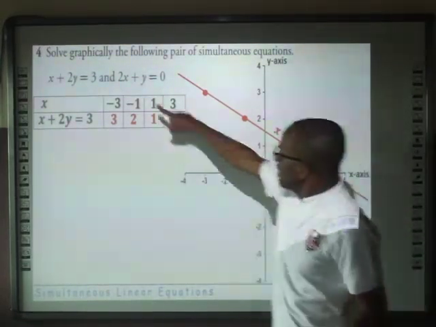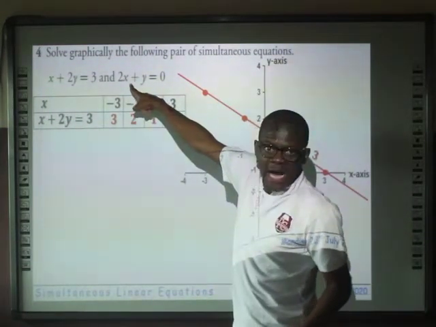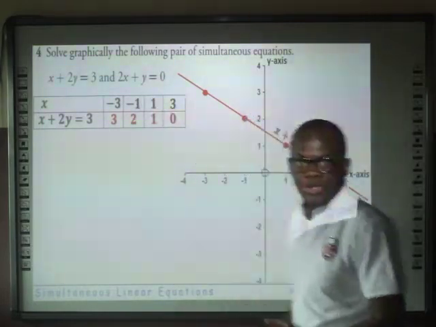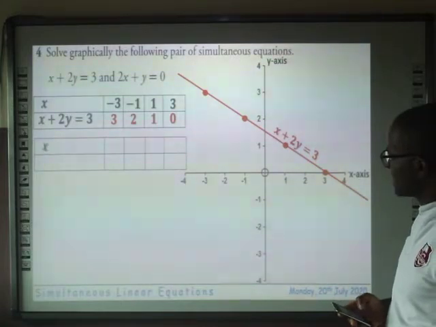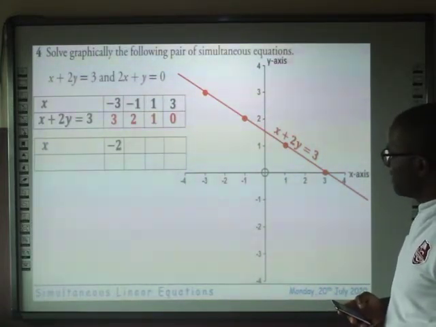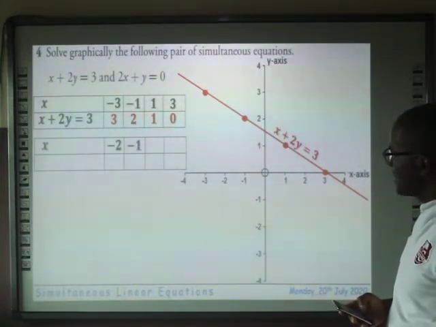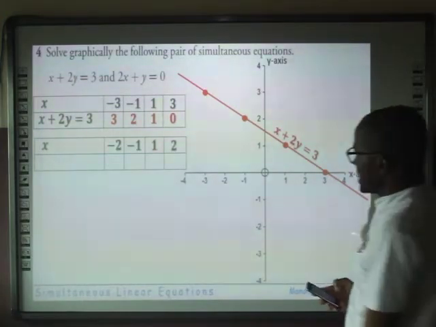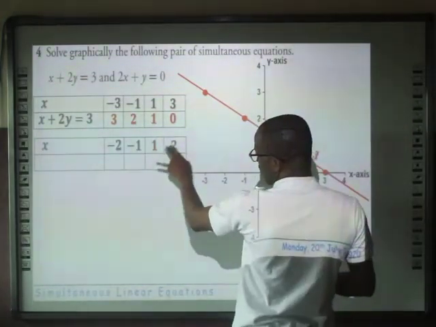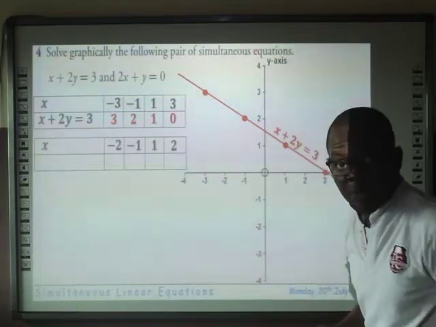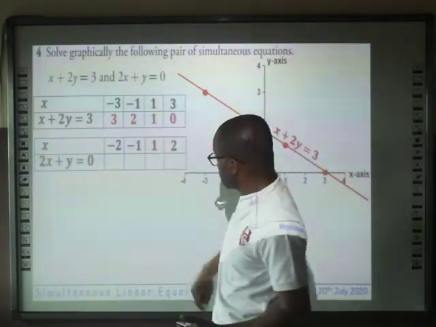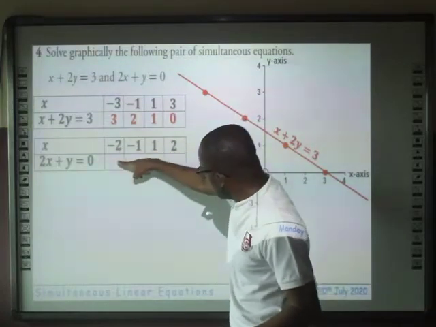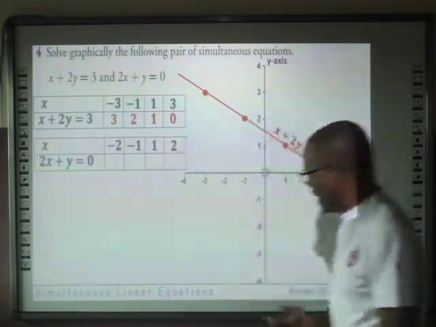Next up, we need to draw the line for the equation 2x plus y is equal to 0. Again, you need the table of values for that as well, and then pick convenient points for x. In this case, I decided to use minus 2, minus 1, 1, and 2. And then we find the corresponding values of y using the equation 2x plus y is equal to 0.